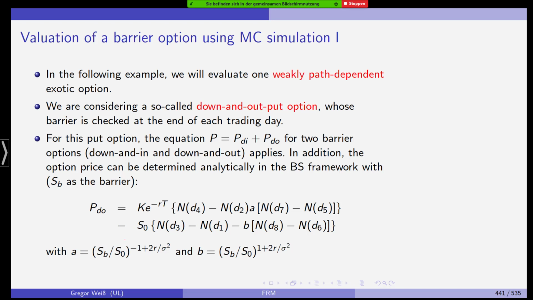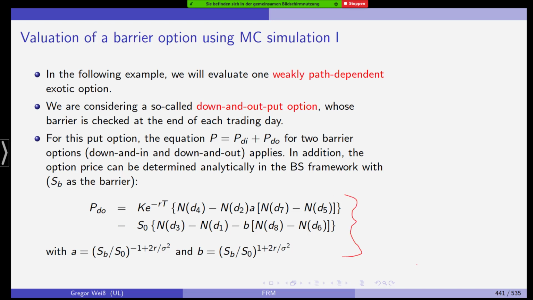The price of a put equals the price of a down and in put plus the price of a corresponding down and out put. So we have two barrier options, down and in, down and out. If we add them, we get the price of a regular put. Now, again, even though this is weakly path dependent, we again have a Black-Scholes analytical pricing function, and the pricing function is given here. It's not nice.